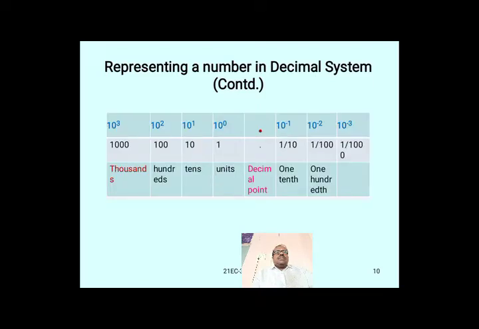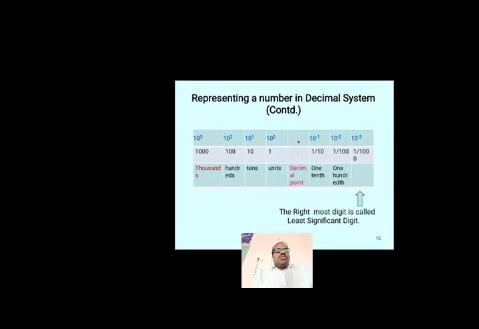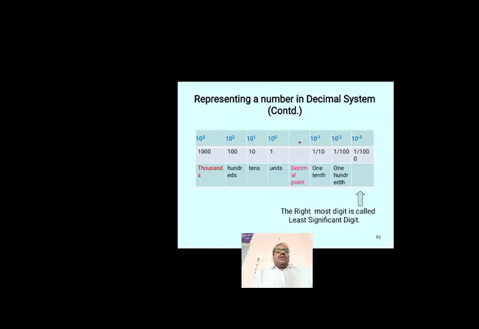Next, the rightmost digit is called the least significant digit. It is also to be noted. The rightmost digit is called the least significant digit. Okay, the representation I have given clearly in the slides. Please don't get confused. Please make a note of it.